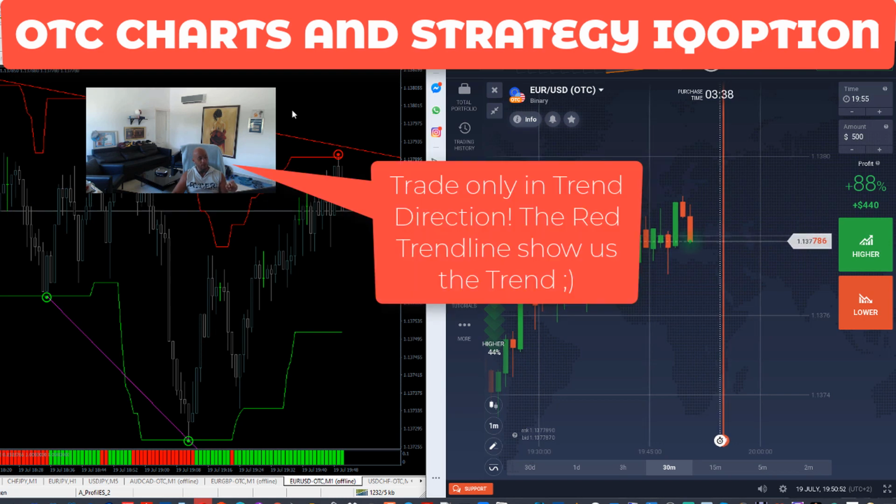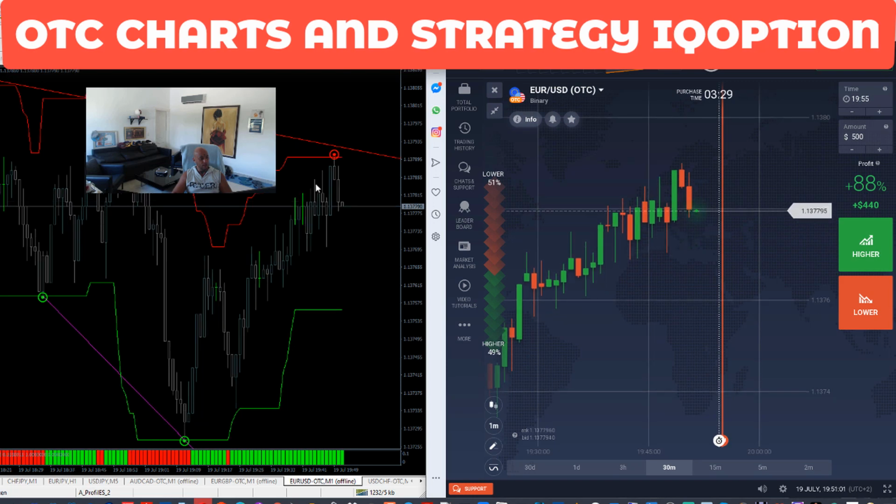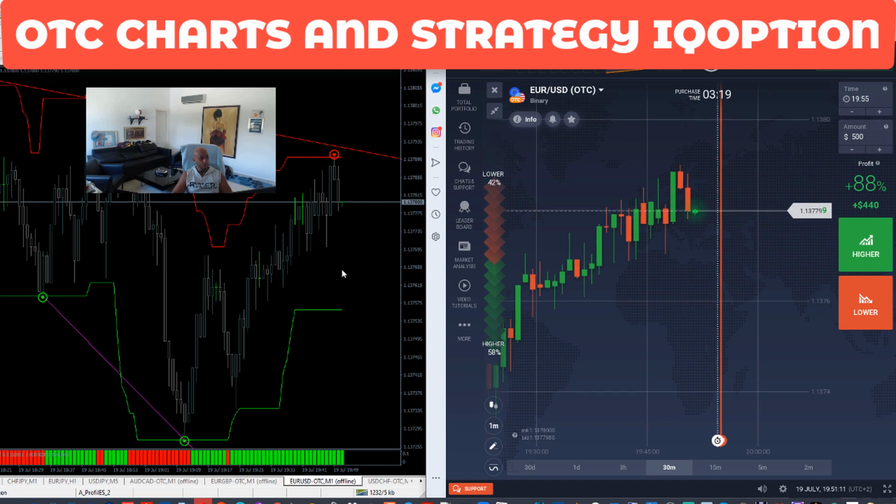We have a clear downtrend, and that's why I now make a put trade. Oh, we see we get no bar, no confirmation bar. We must wait for the red confirmation bar. When we have a downtrend, I don't trade up. I don't make a call trade. I only trade with this strategy in the direction of the trend.